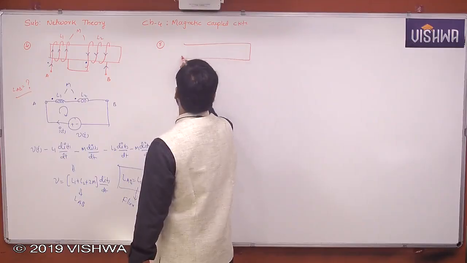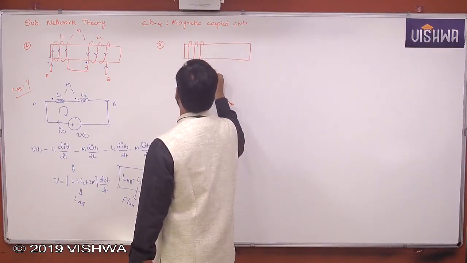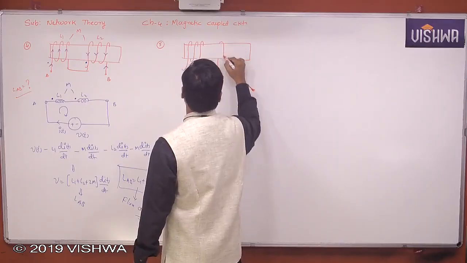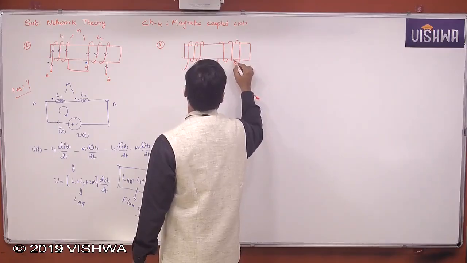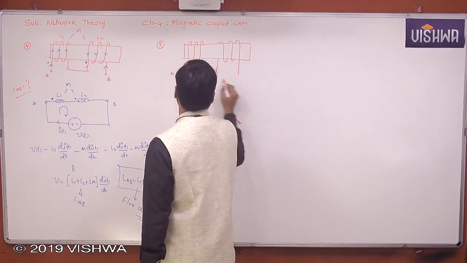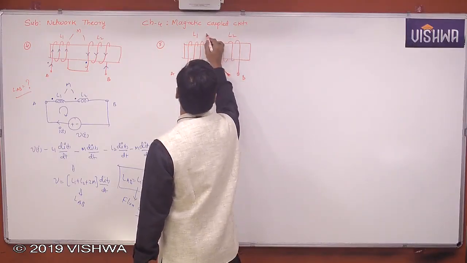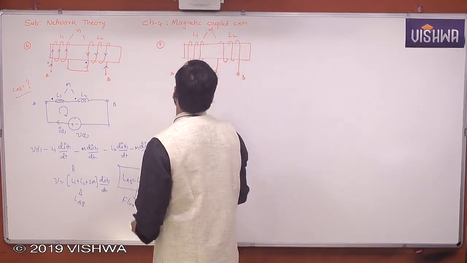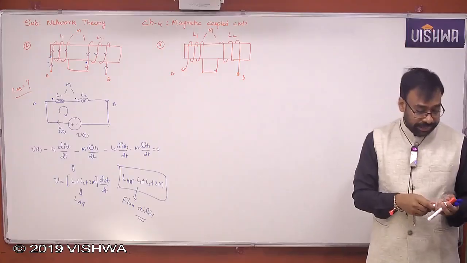Fifth problem. Now the coils are connected like this. Let us see what will happen.